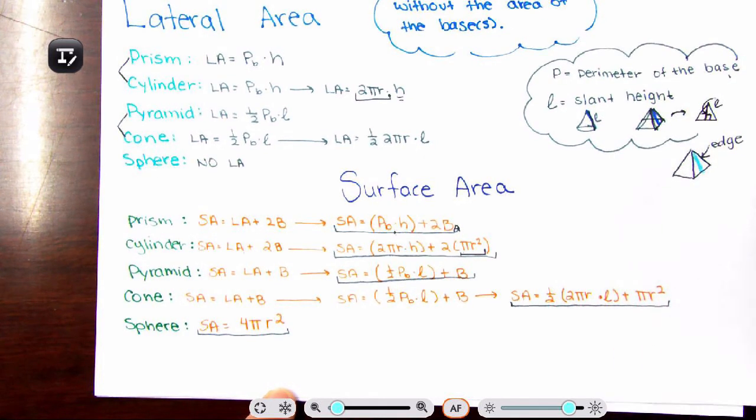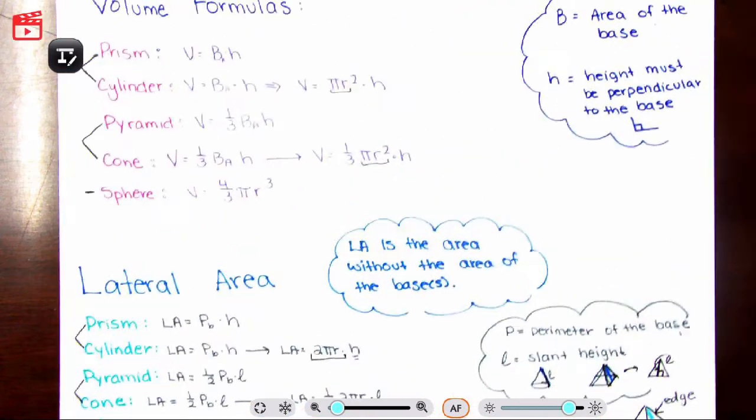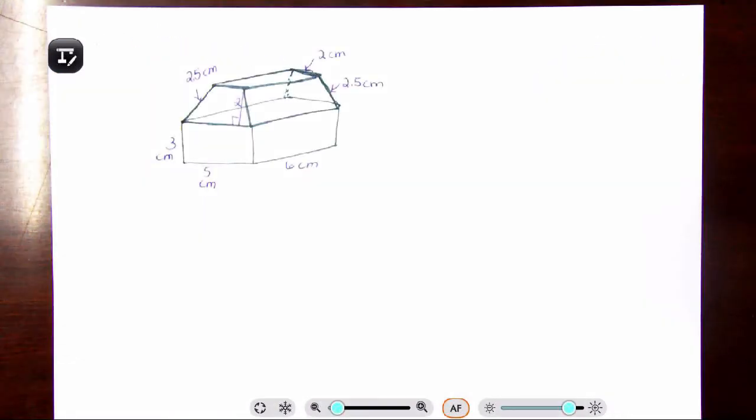Now, again, I recommend writing all of this out so that you have it while we work on these examples. Let's go ahead and get started. All right, beautiful people, here's our first example.